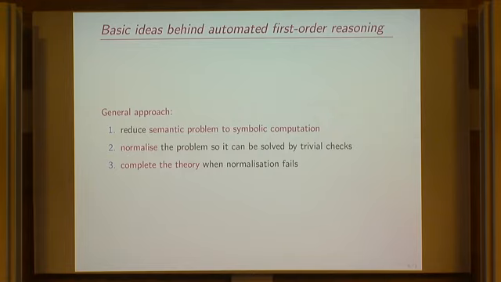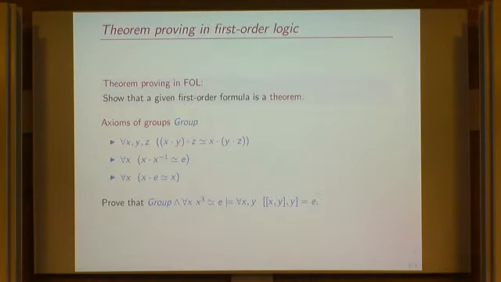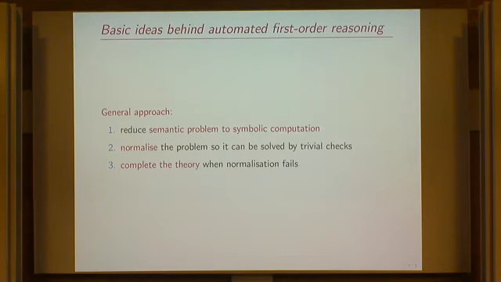First, we reduce semantic problems to symbolic computation. For example, in groups, we try to solve a problem for groups, and groups can be uncountable or whatever. And we try to apply some symbolic method to solve it over all groups. So this is reducing a semantic problem to symbolic computation.